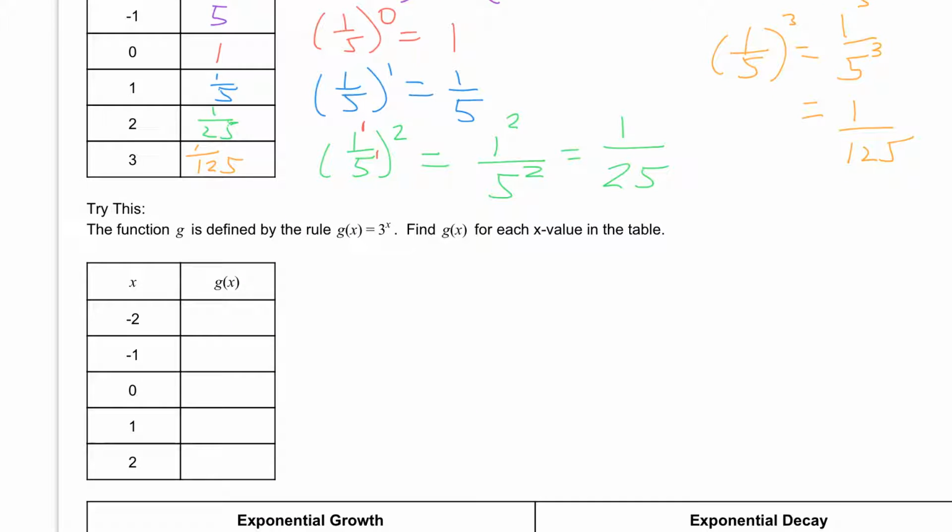If you did the try this correctly, for -2 you should have had 1/9. For -1 you should have had 1/3. 0 would be 1, 3 to the first is 3, and 3 to the second is 9. If you have any questions about exponents, properties of exponents, or how to fill out the table, please let me know.